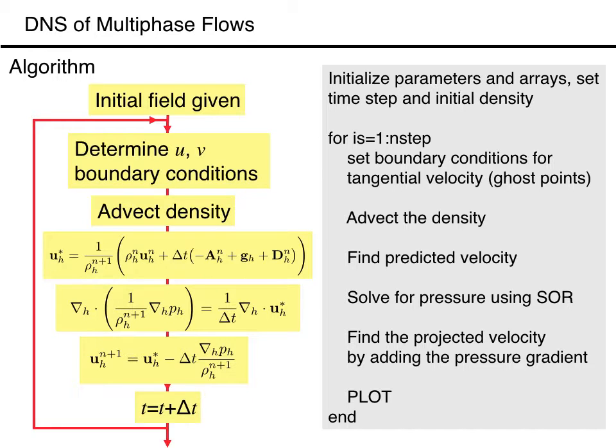It is sometimes helpful to represent the steps in a slightly different way, and on this slide we show a simple flowchart on the left and a pseudocode on the right. In both cases, the steps are the same as on the previous slide. We set the ghost velocities, advect the density, find the predicted velocity, solve for the pressure, and correct the velocity.